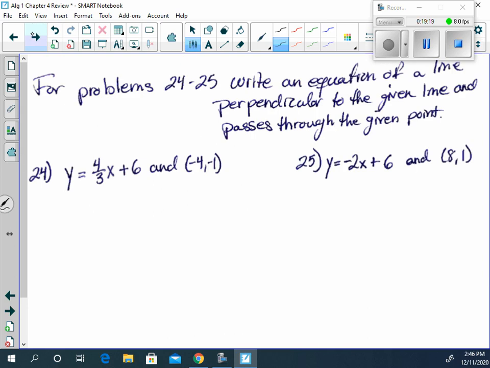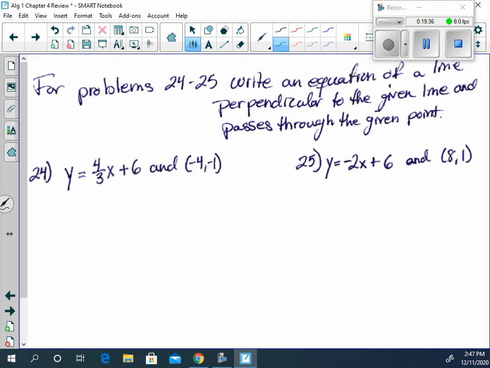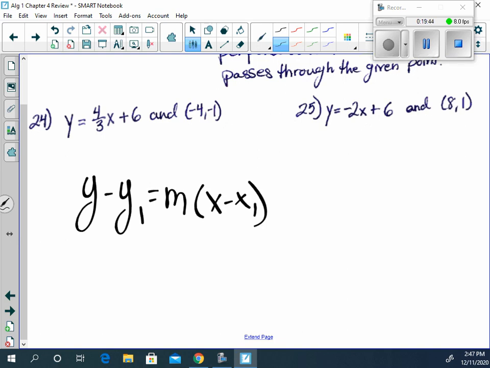Now, if two lines are perpendicular, they have opposite reciprocal slopes. Change and flip. So we change the slope and flip it. Now we're still using our y minus y1 equals m times x minus x1.